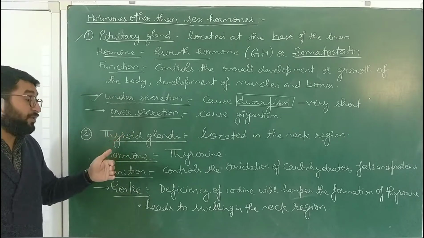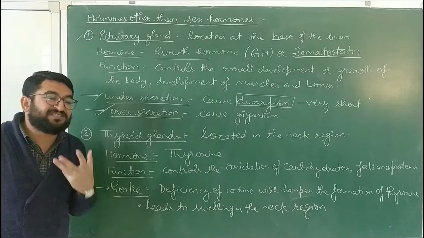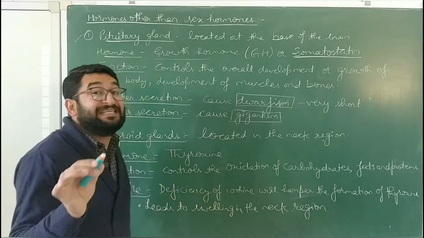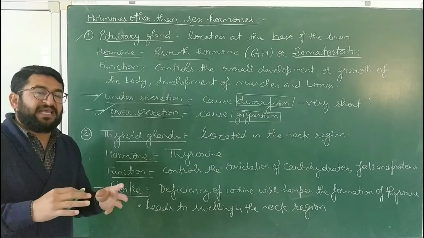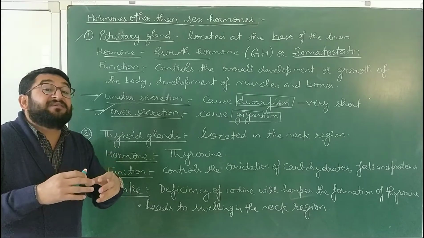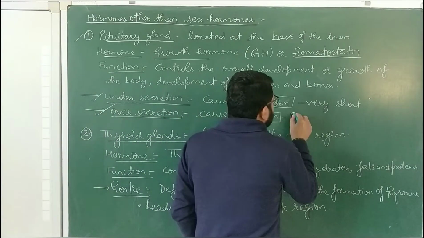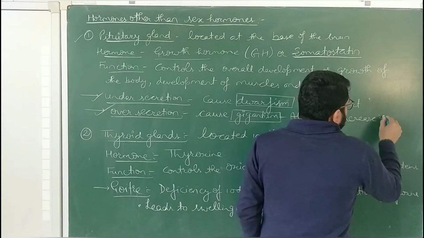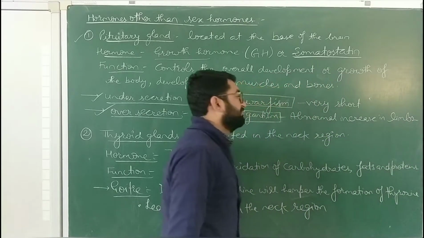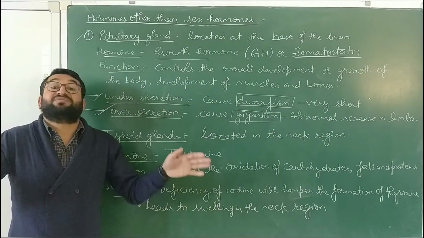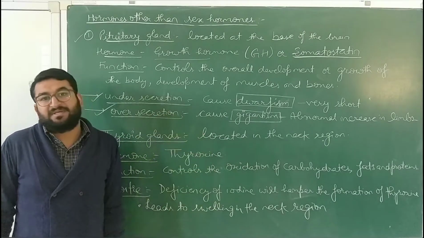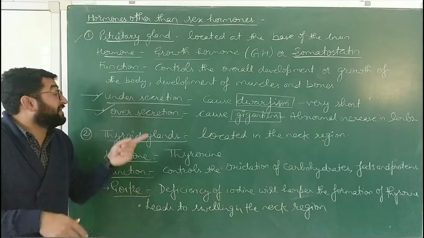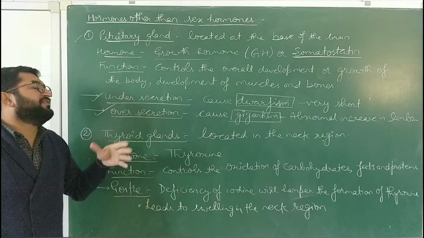If over-secretion, meaning more secretion than the desired value, occurs, then a person suffers from gigantism. In gigantism, the size of the limbs, that is arms and legs, increases abnormally. Hands and legs become very long. That is known as gigantism. So over-secretion, more than the desired or required value, and under-secretion, less than that, will cause disease.